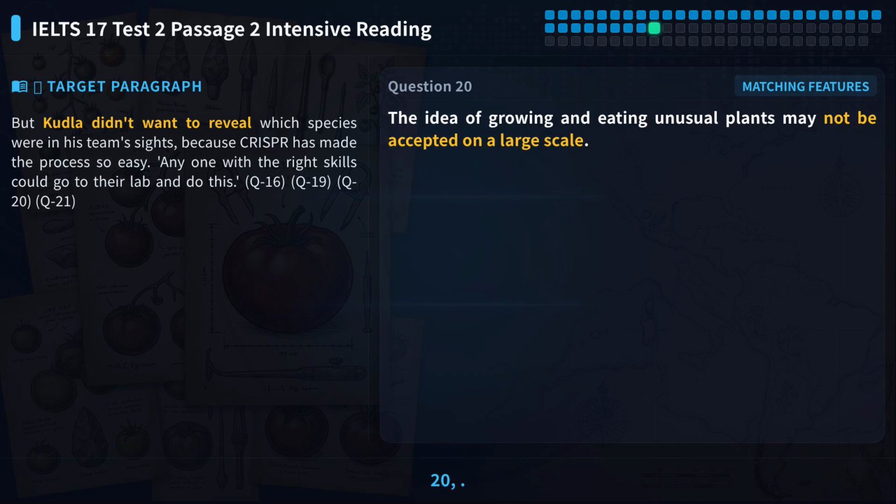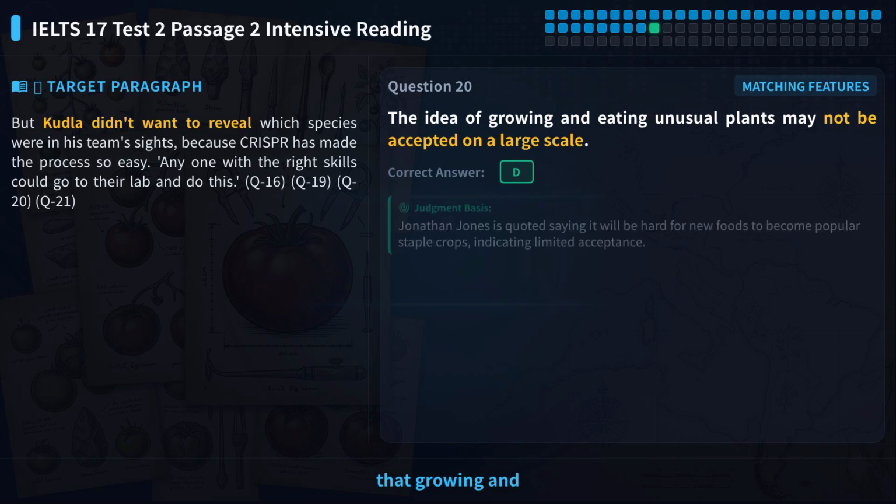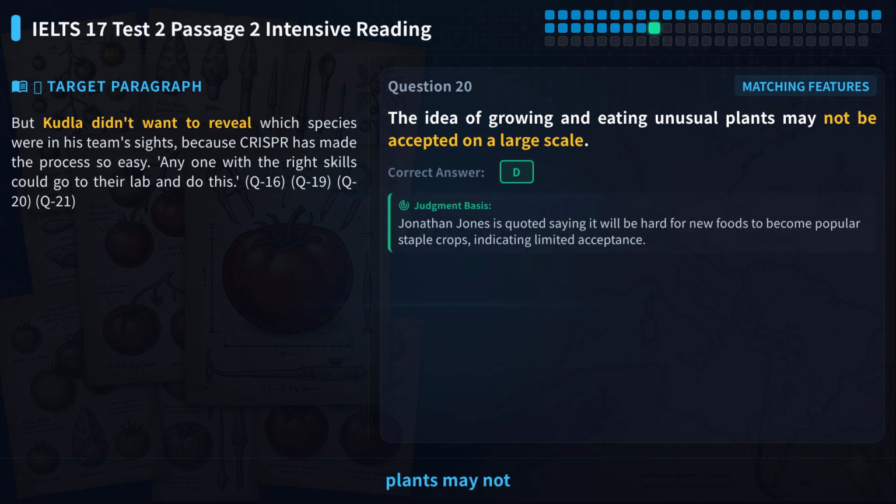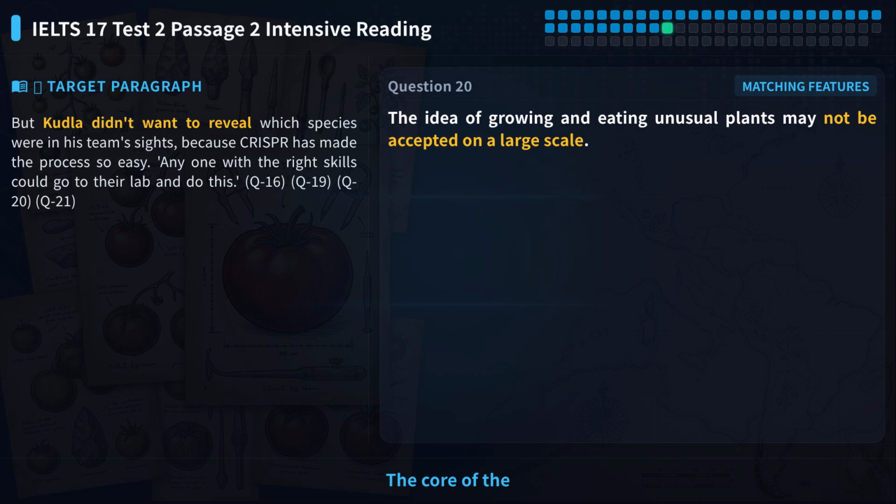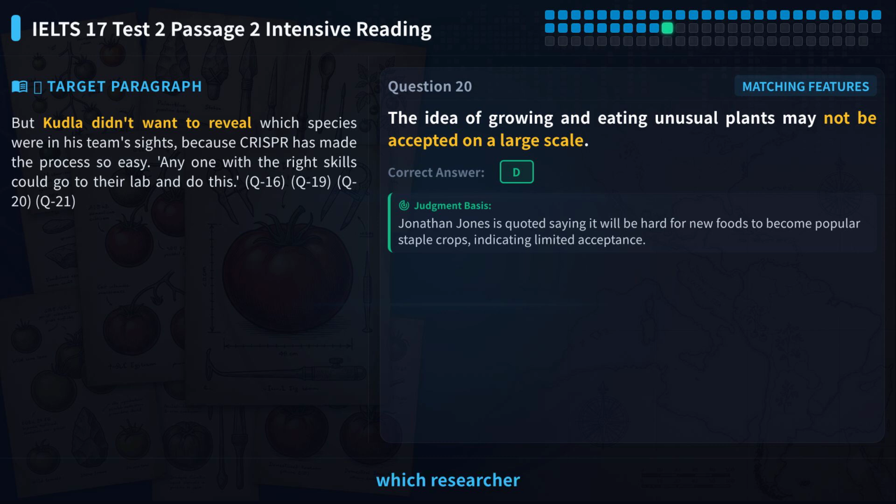Let's look at question 20. The statement says that growing and eating unusual plants may not be accepted on a large scale. Please pause the video and think about it first. The core of the statement is large-scale acceptance and unusual plants. We need to find which researcher doubts large-scale acceptance.